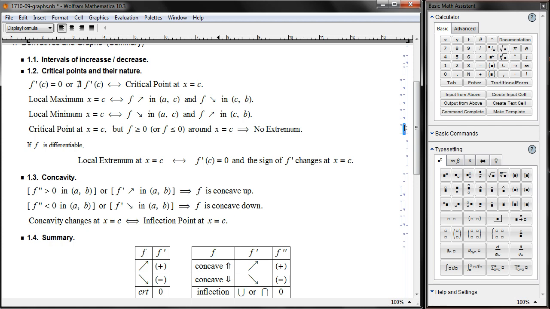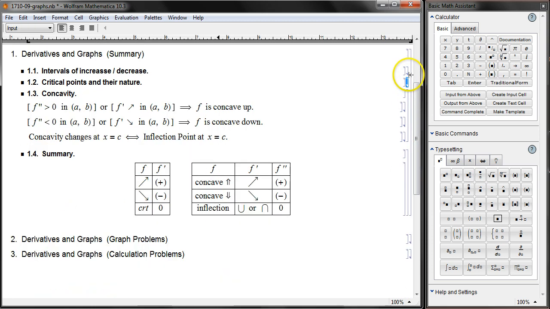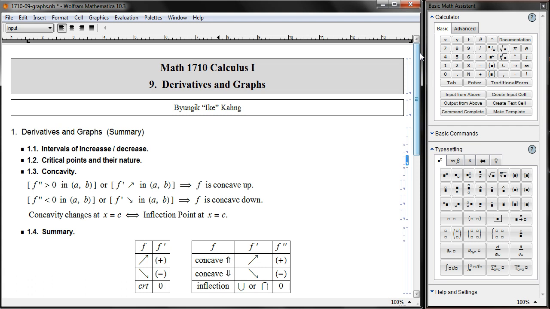Of course, if f is not differentiable, all bets are off. Those are really special. Now keep those in your mind and let us move on to some exercise problems.